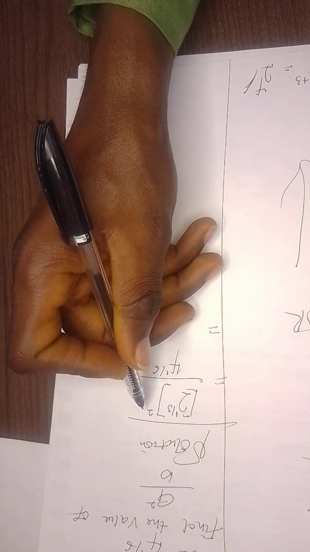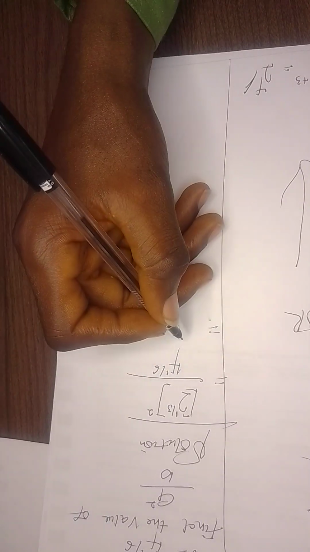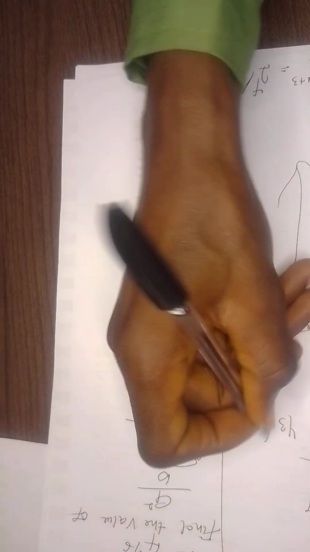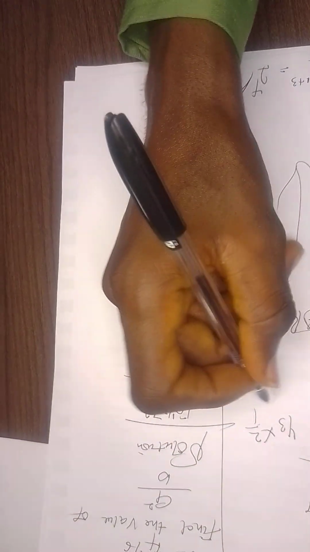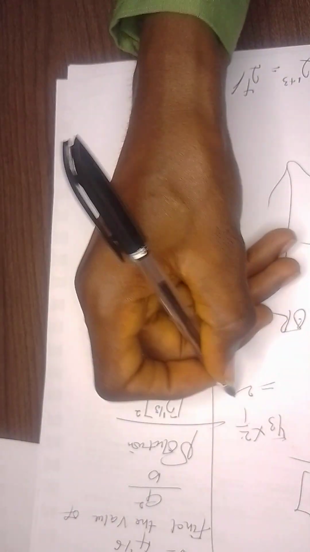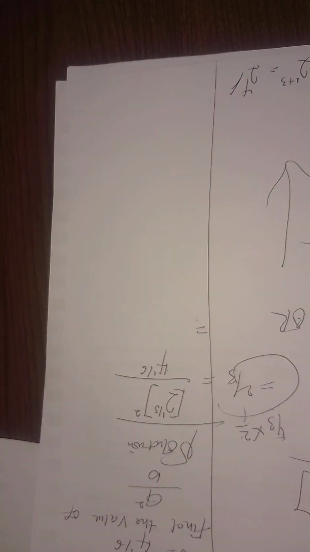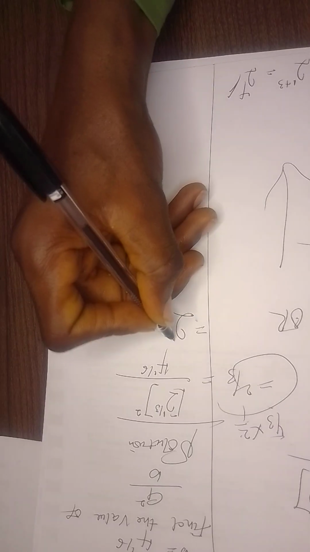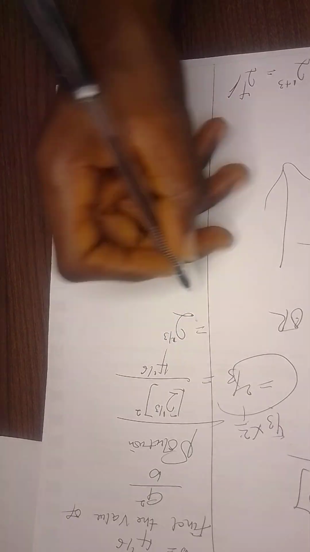1 over 3 multiplied by 2 will give us 2 over 3, right? 1 over 3 times 2 over 1. Any number you have is over a denominator of 1. So 1 times 2 is 2, 3 times 1 is 3. So it's as easy as that. So this will be 2 raised to the power of 2 over 3, right?